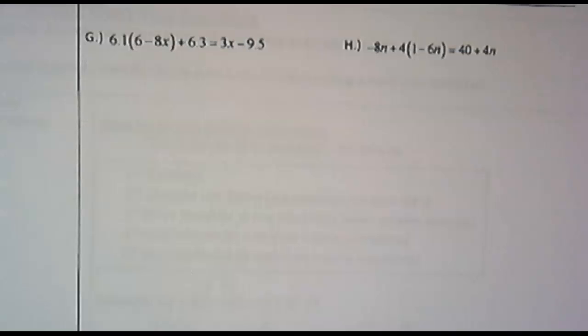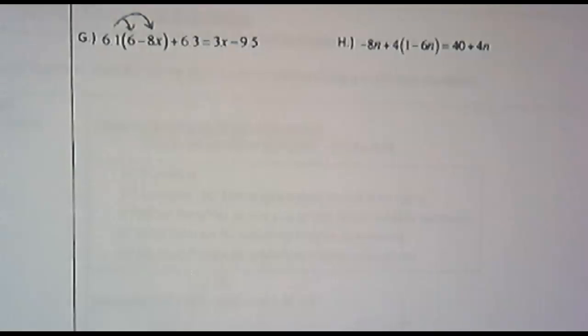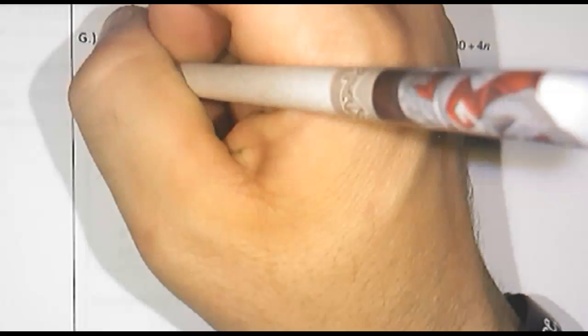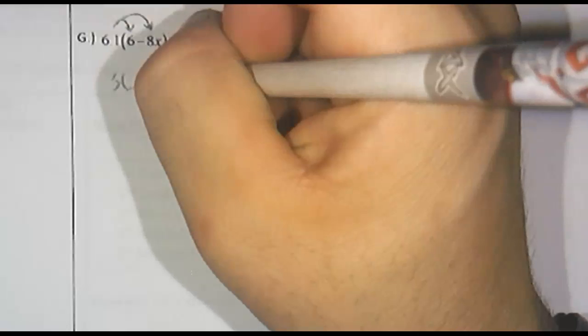Okay, so the last couple here, these problems G and H. This one with these decimals, definitely want to use a calculator. I'm going to start by distributing. 6.1 times 6, that's 36.6. And then 6.1 times that negative 8x, that's going to be negative 48.8x. Bring down that plus 6.3. Bring down the 3x minus 9.5.